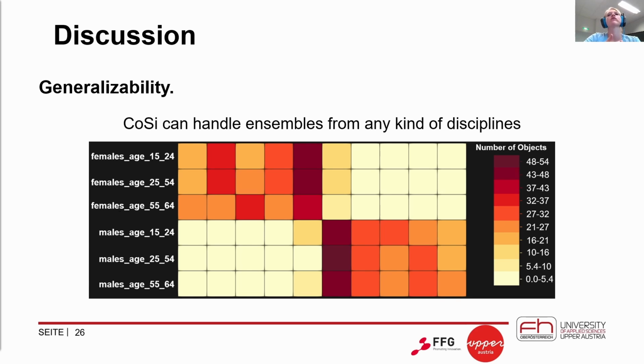And lastly, although CoSi was developed with the intent to support material experts in their daily workflow, CoSi can be used for any high-dimensional multivariate dataset, independent of any discipline, since we do not use any domain-related information for the computations. And this image here shows a general information visualization dataset where we compared the unemployment rate of various countries for men and women of 3 different age groups.